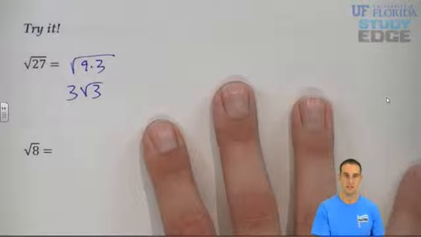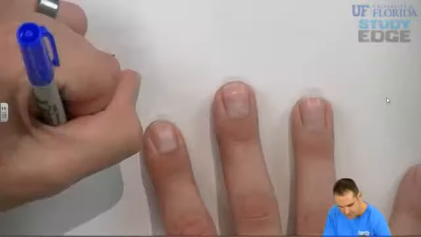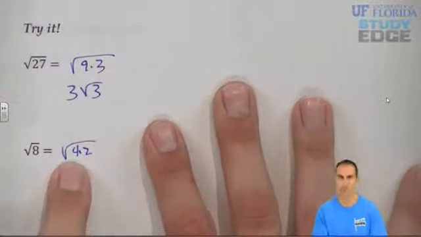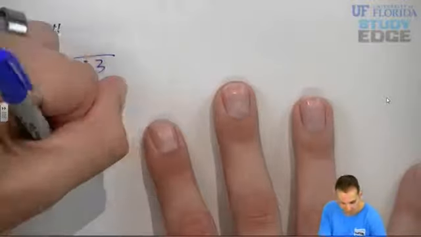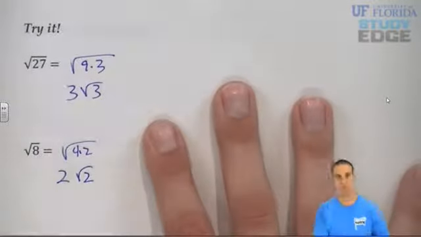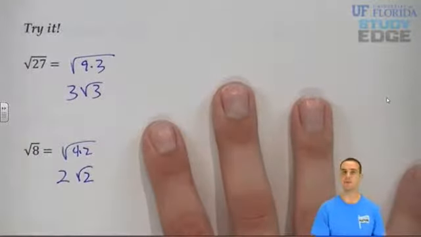Square root of 8. 8 is 4 times 2, and I have a perfect square of 4. The square root of 4 is 2, with a square root of 2 left over. At the same time, if you need to write it all out, by all means go ahead.